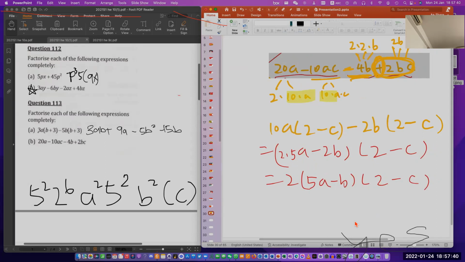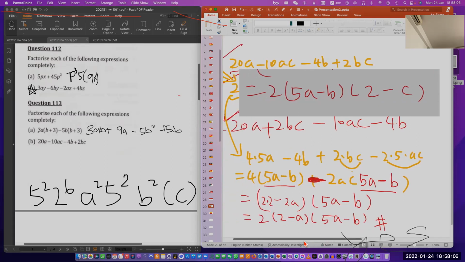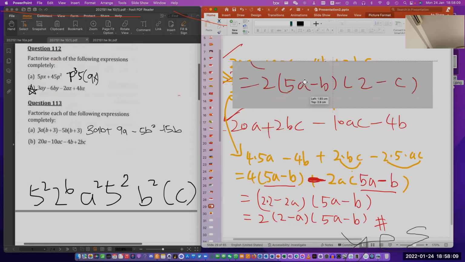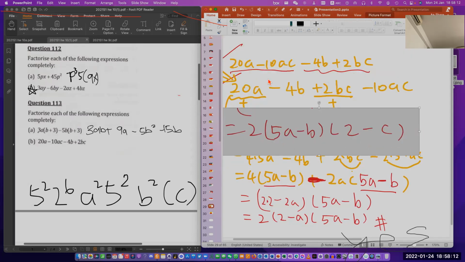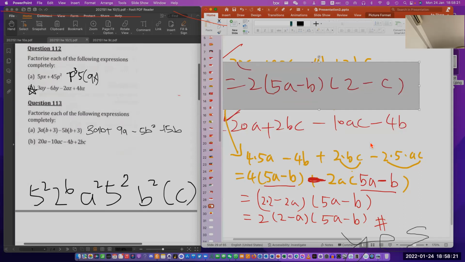Or did I copy the question wrongly? 10a, 2 minus c, minus 2bc. Yeah, I make a mistake somewhere here. Let me see. 10a minus 4b plus 2bc minus 10ac. Okay, good. So, oh, I make a mistake here.